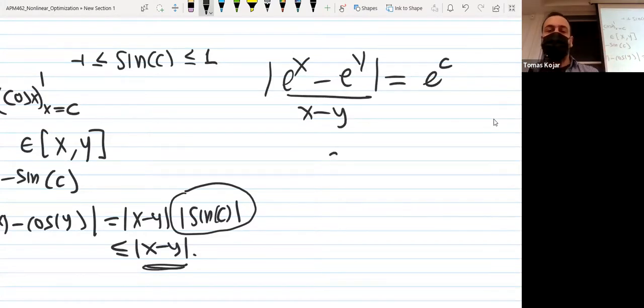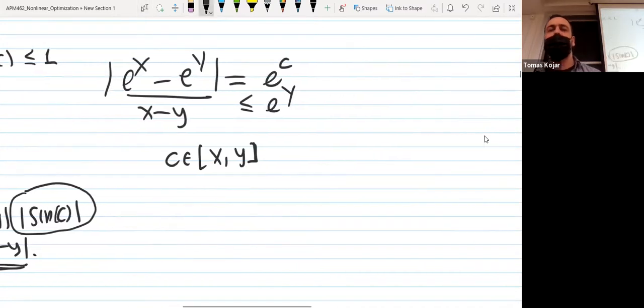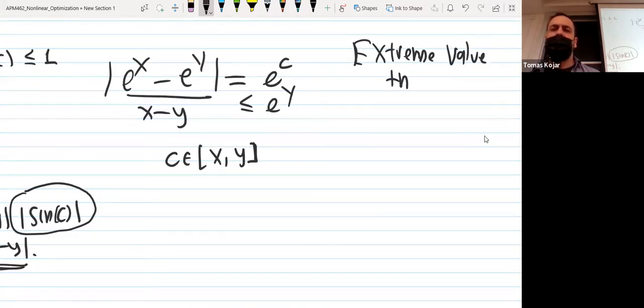But here's the thing, though. c is in (x, y), right? And e to the c is bounded by what? e to the y. So when your domain is compact, your derivative is forced to be bounded. So we're going to, I don't think, yeah, we'll prove this. This is called the extreme value theorem. So let me write it here as well. But we're going to review all these things.